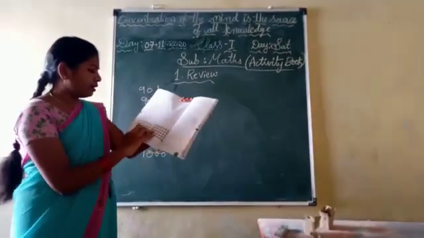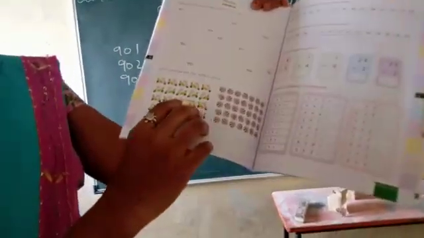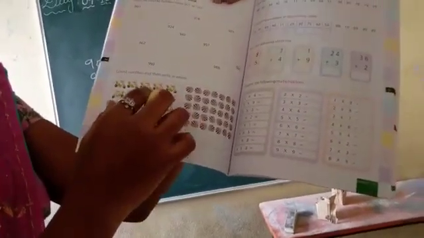In the second bit, count the number and then write the number words. See here, some pictures are given in this block. How many scooters are there? We have to count and write the number.